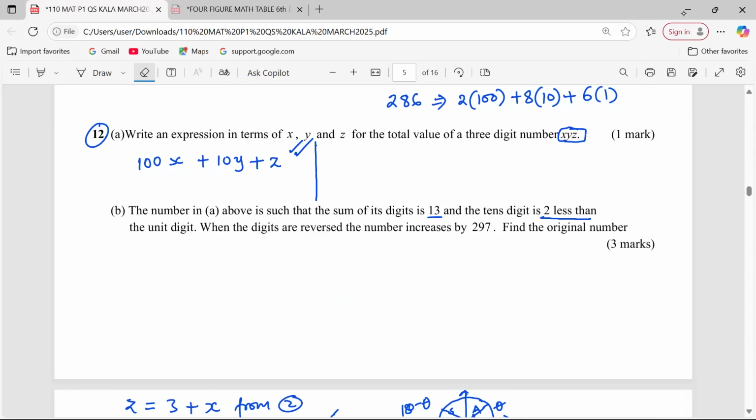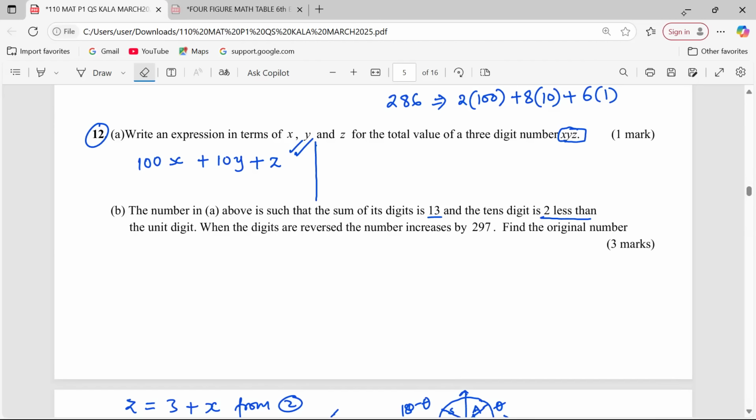We proceed now. Write an expression in terms of x, y, and z for the total value of a 3-digit number xyz. So I've said an expression for the total value means x is at the 100's position. That's why we have 100x plus 10y, because y is in the 10's position, plus z, because z is in the 1's position.